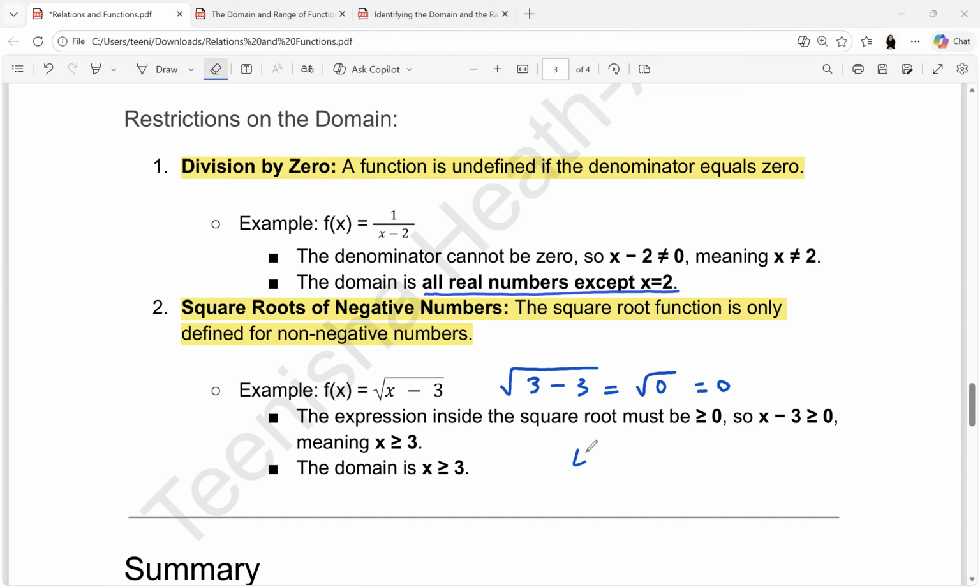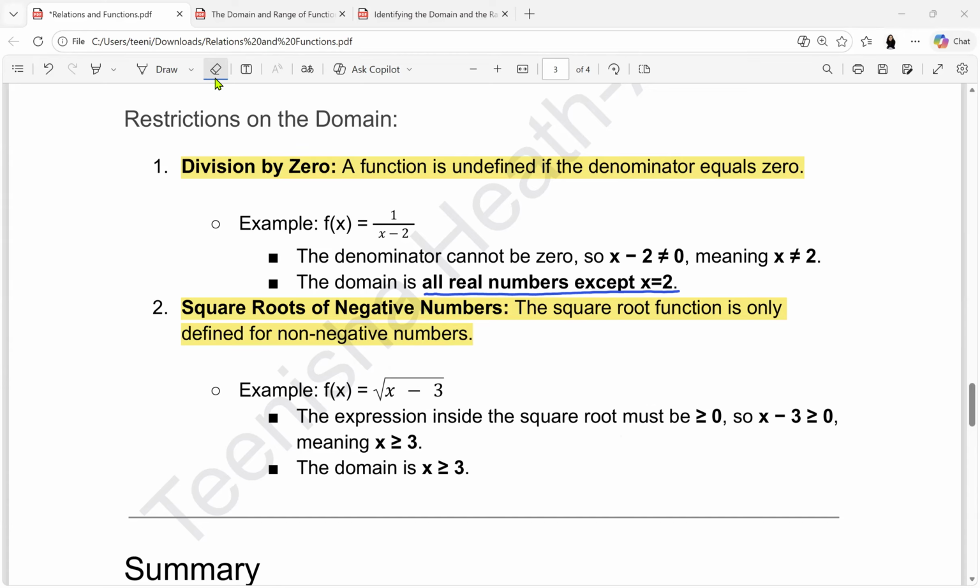Or it could be even 4. 4 take away 3 is 1, so that'll be the square root of 1, which is 1. And it goes on and on. But any value that's less than 3 cannot work. The function will be undefined, since any value less than 3 will make the square root of a negative number, -1, -2, etc. You cannot take the square root of a negative number. So that's what you have to know, right?